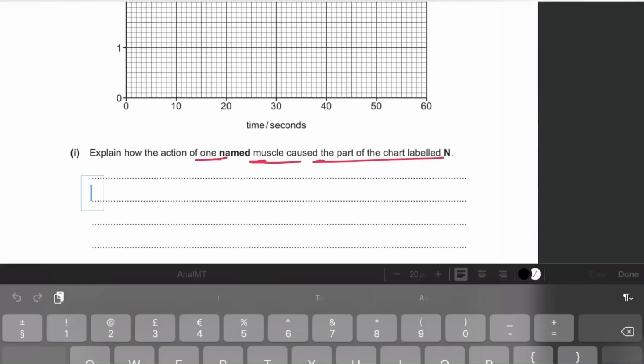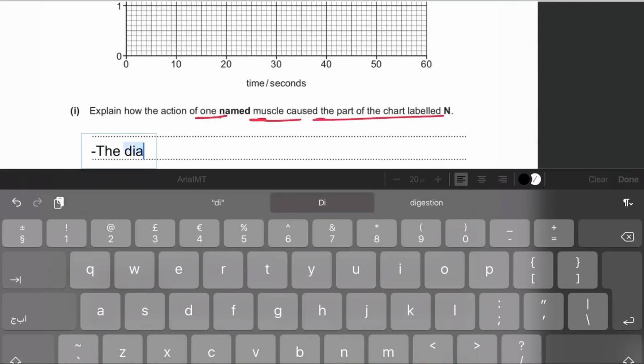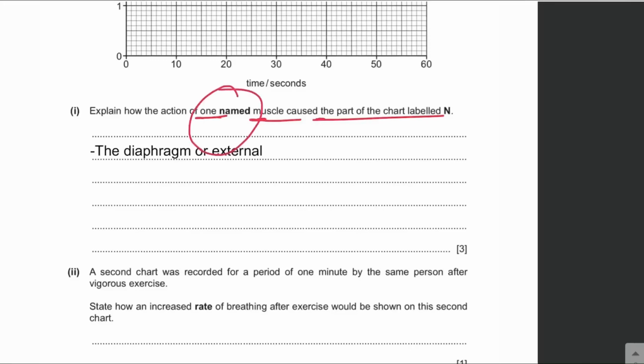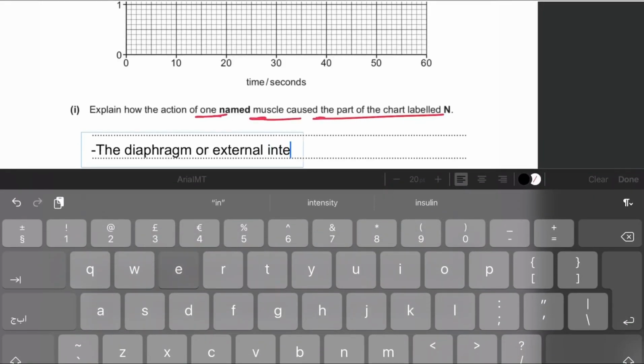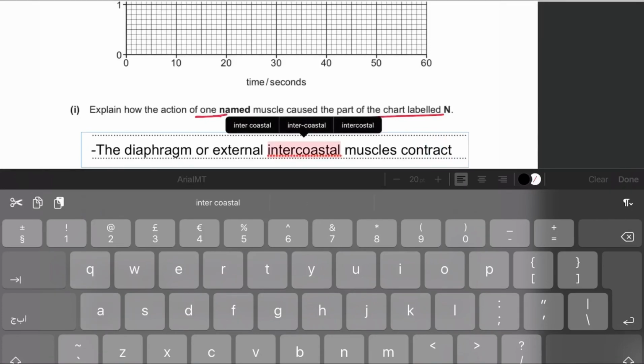So we can over here write that the diaphragm or external intercostal, because we have to state how the action of one named muscle causes the part labeled N. So we can either write the diaphragm contracts or the external intercostal muscles contract. In reality, both contract, but we have to name any one muscle, right? So the diaphragm or external intercostal muscles contract, right? Okay, what will happen then?